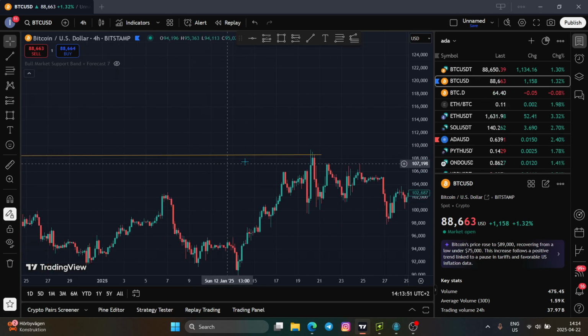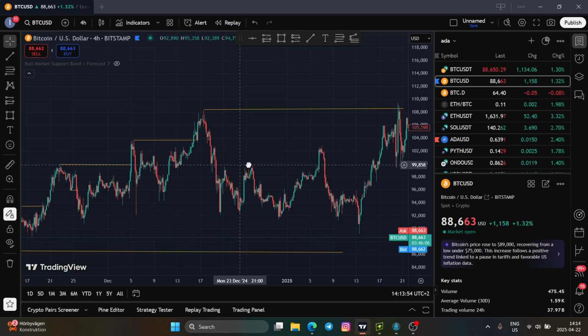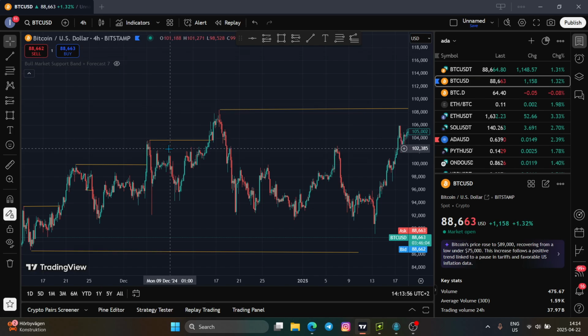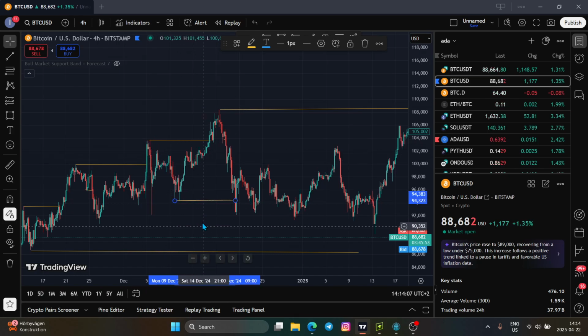So we should not consider this as a higher high. So the previous high is this. This is the previous high. As long as Bitcoin breaks this level, so you can see the low. I would say here probably.